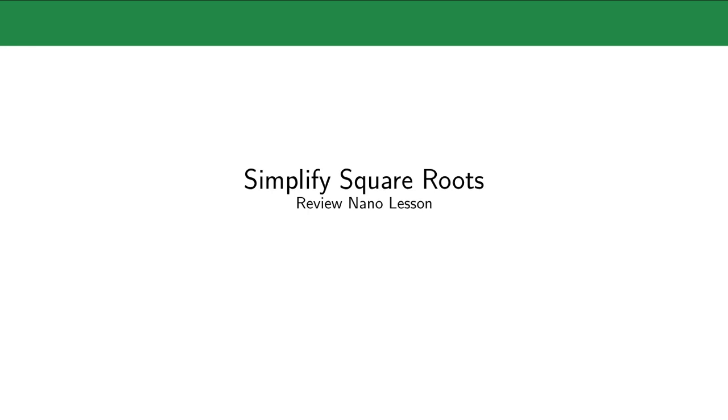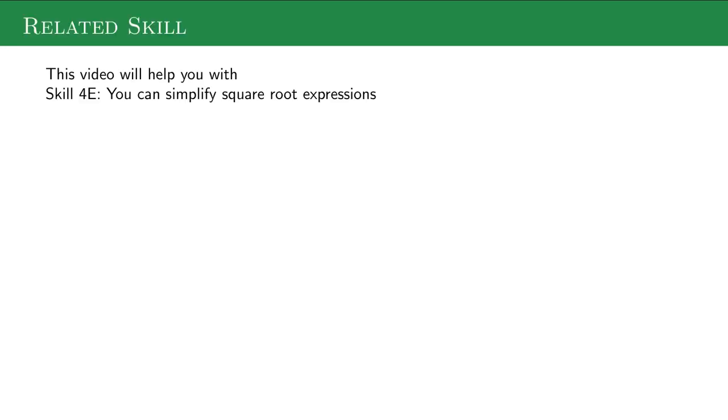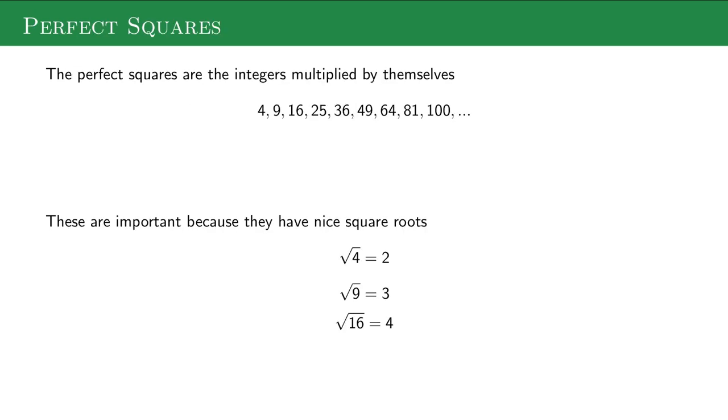In this quick review video, we're going to talk about simplifying square roots. That's just going to help you with skill 4E, which is simplifying square root expressions. So the perfect squares are the integers that are numbers multiplied by itself: 2 times 2, 3 times 3, 4 times 4, and so on. Generally up to 100 is what you're going to need.